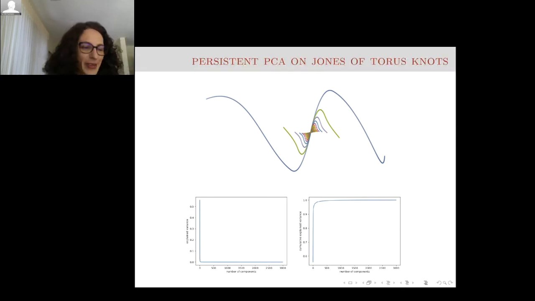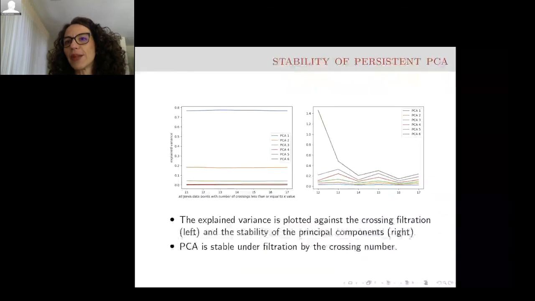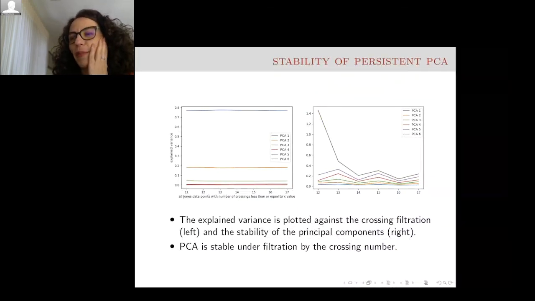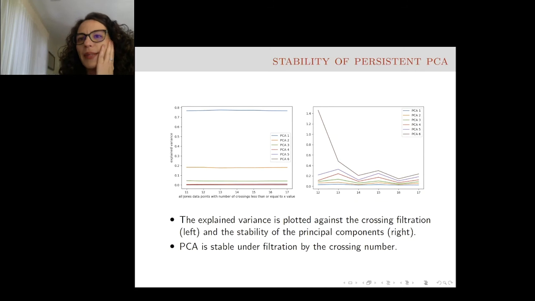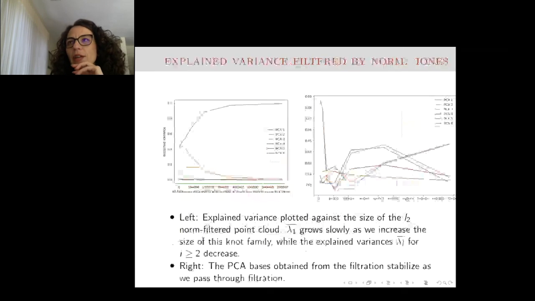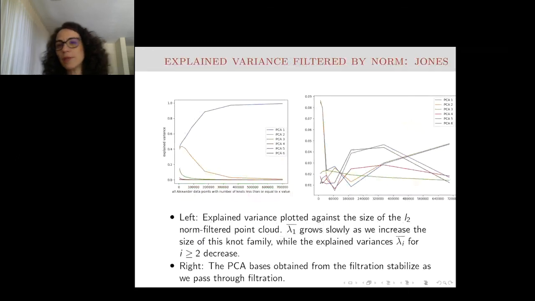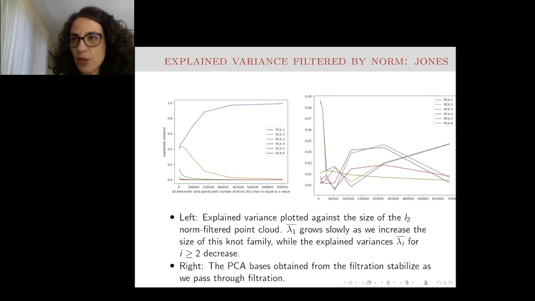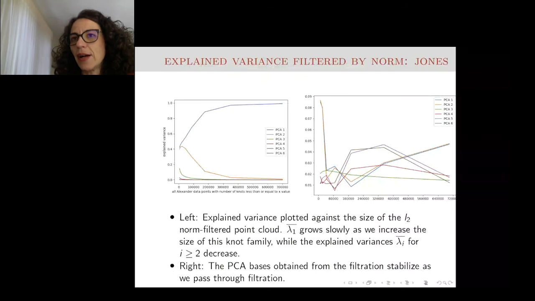Okay. Thank you. Sorry. Okay, so here are the pictures that will hopefully persuade you of what I've said. This is the explained variance plotted against the crossing filtration and the stability of the principal components on the right. Again, the blue one is the first principal component, and it's basically just remarkably stable across the filtration. However, if you look at the filtration by norm, you see that things are all over the place.